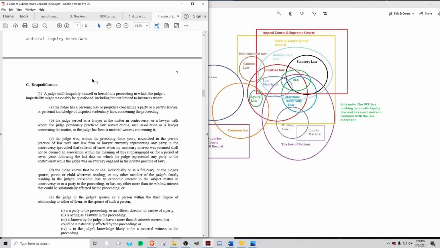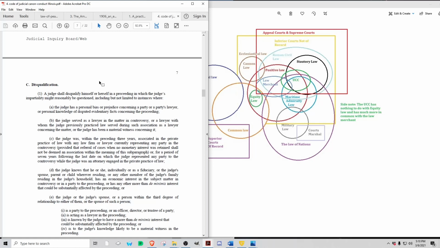A judge shall disqualify himself or herself in a proceeding in which the judge's impartiality might reasonably be questioned, including but not limited to instances where the judge has a personal bias or prejudice concerning a party or party's lawyer or personal knowledge of disputed evidentiary facts concerning the proceeding. The judge served as a lawyer in the matter in controversy, or a lawyer with whom the judge previously practiced law served during such association as a lawyer concerning the matter, or a judge has been a material witness concerning it. Guess what? In small towns, that's going to hit every single one of them. I can almost guarantee that.